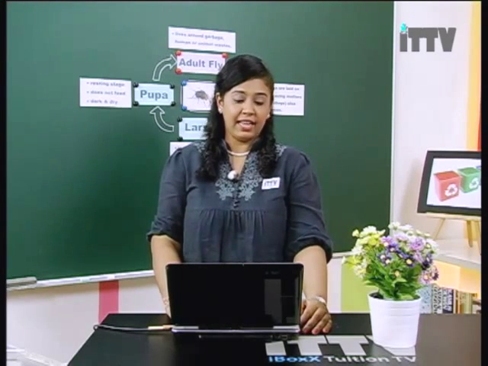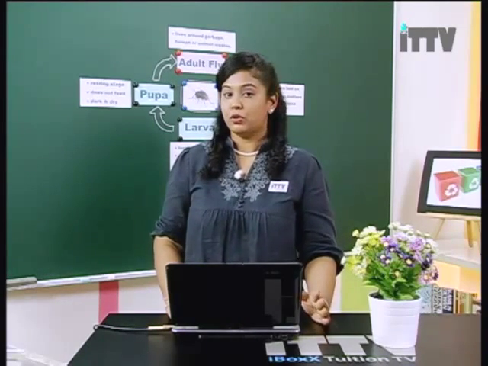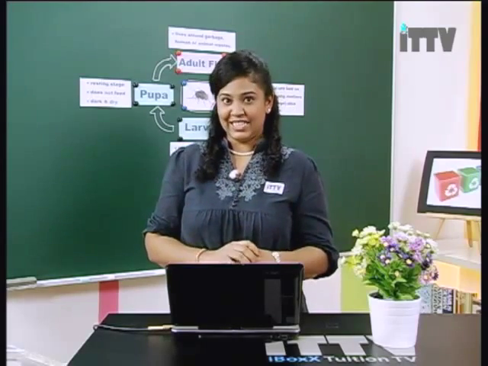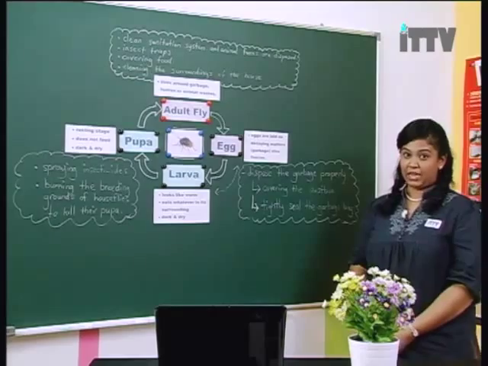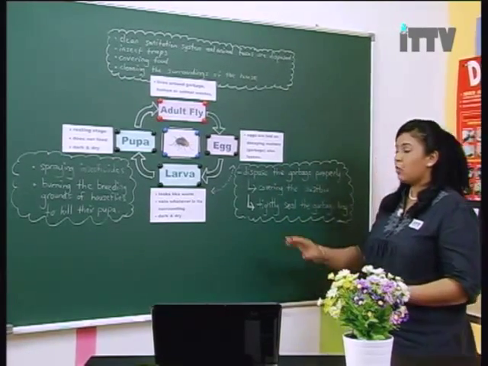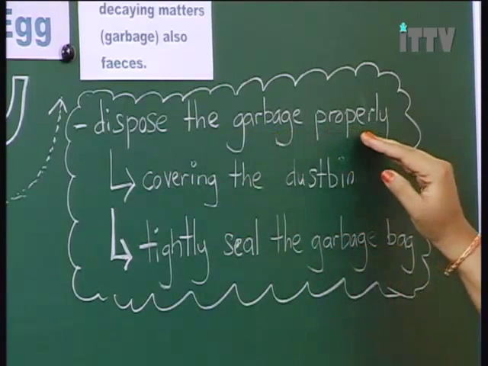So we understand that egg and larva survive in the garbage. So therefore we must do something about this garbage. And what are the things we're supposed to do? Let's go to the board and understand it in detail for every stage. So let's see what we can do at the egg and larva stage. One of the ways is to dispose of the garbage properly.